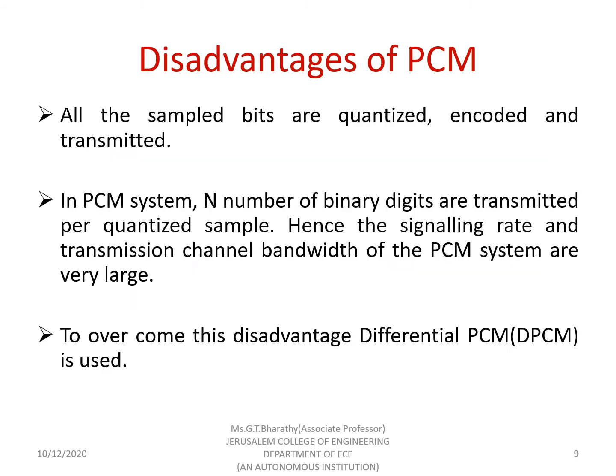All the sample bits are quantized, encoded and transmitted. So this is a major disadvantage of PCM. And in PCM, n number of binary digits are transmitted per quantized sample. Hence the sampling rate is going to be very high. To overcome these two disadvantages, we go for differential pulse code modulation, represented by DPCM, where the difference between the samples will be taken and only the difference pulse will be quantized and transmitted. Obviously this will reduce the bandwidth requirement also.